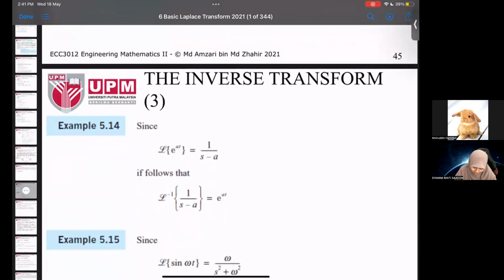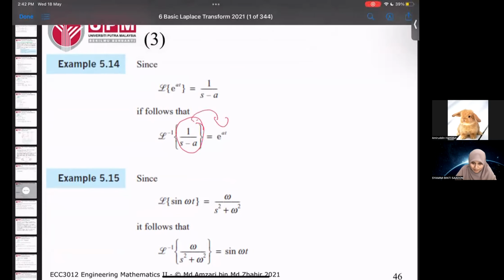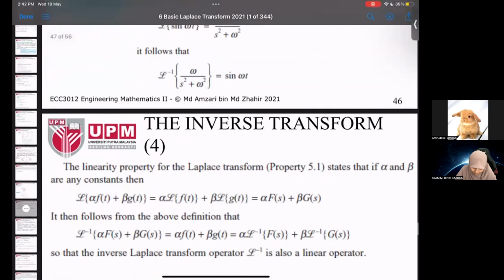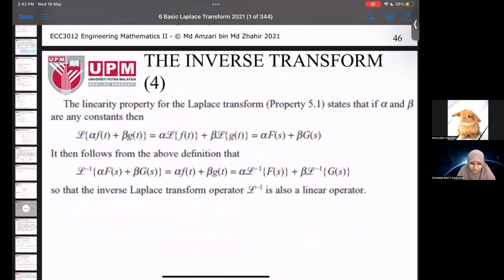Okay, so we have the example: since the Laplace transform of exponential at is 1 over s minus a, it follows that if we get an equation like this and we have to do the inverse Laplace transform, the inverse transform will be the exponential. We look back at the table, so we know. The same goes for sine omega and so on. The inverse transform also has its properties, for example the linearity property, the same as just now. Okay, like this.